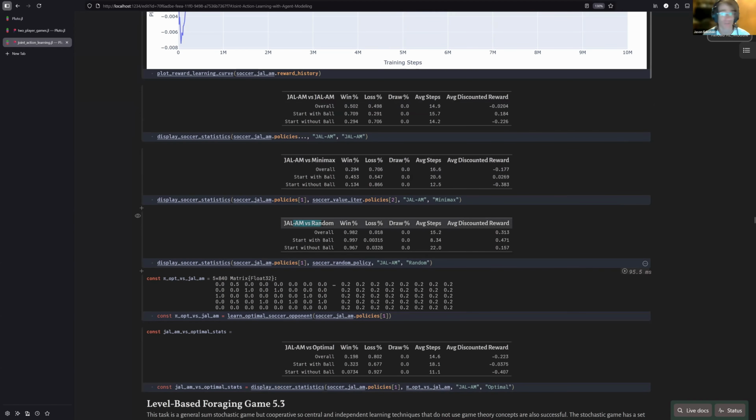But if we play it against something like the random policy, you can see it did learn something good, because it's winning 98% of the time, and it has this positive reward value, indicating it's doing somewhat well.